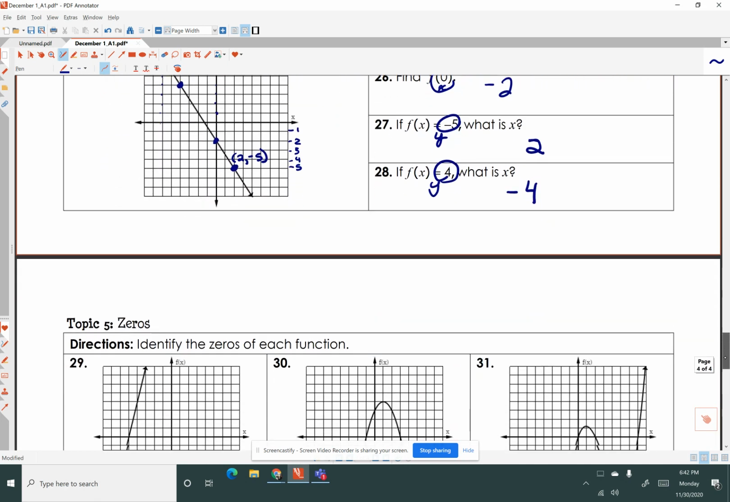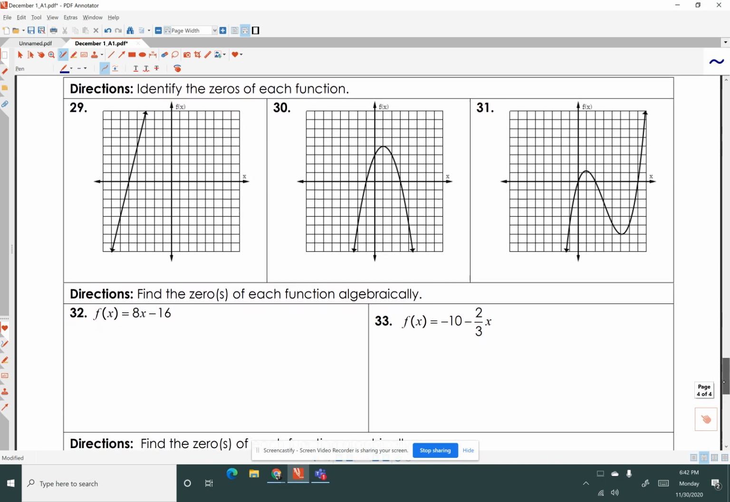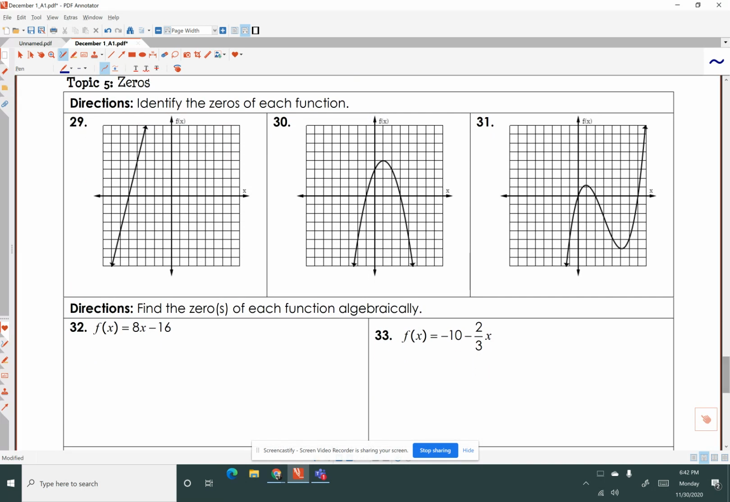So let's move on to the next page. So here, we're going to identify the zeros of each function, and we just look at the graph. So for all of these three, number 29, 30, and 31, our answer will be in the form of x equals, because we're finding the zeros of the function. So here is my 0, and it's where it crosses the x-axis. Let me write that up here.